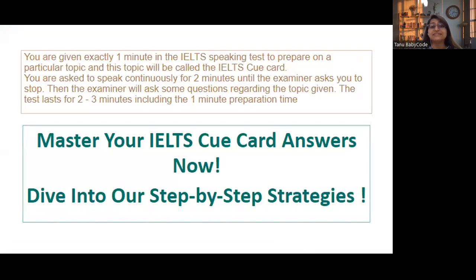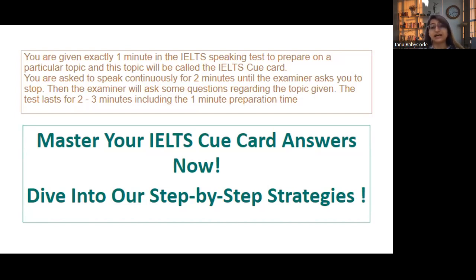Right? So exactly 1 minute will be there to prepare on the topic, which is a cue card. Then you have to speak continuously for 2 minutes until the examiner asks you to stop. Do not ever stop before the examiner stops you, right? The examiner will be asking you some questions about the topic given. This test is usually 2 to 3 minutes, or I would say 3 to 4 minutes, including that 1 minute preparation time. Now, I will help you to make your cue card answer more enhanced.